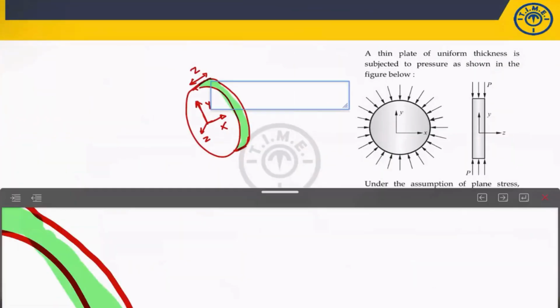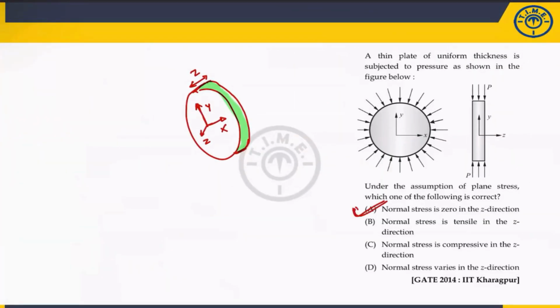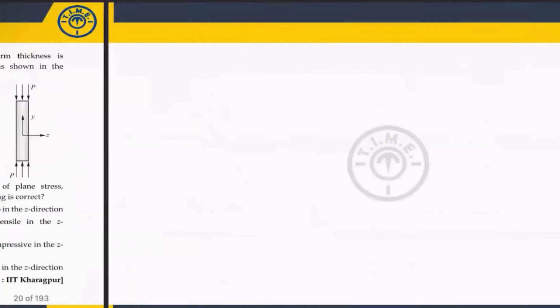The normal stress is zero in Z direction. Very good. So whatever I have explained, you have visualized this, and this is a 2 marks problem. This is not a 1 marks problem. Why? Because if you have a thorough understanding of concept, then you will be able to solve. Okay, so very good. Raj and Jagan, you got the correct answer.